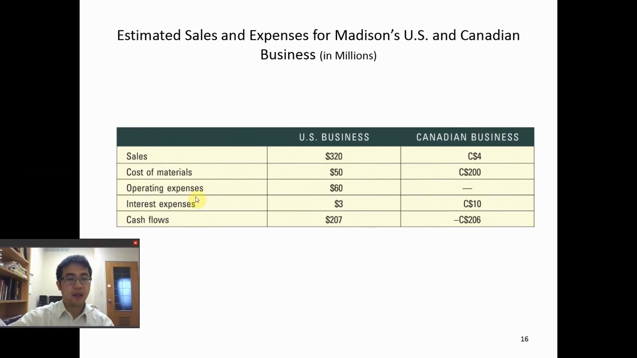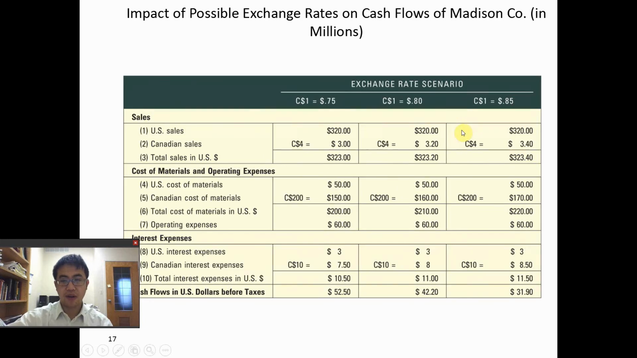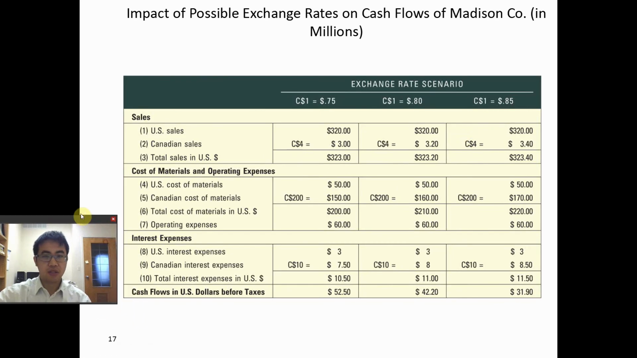Okay, so here we work on this company, and this company is a U.S. company that has business in two countries and has cash flows denominated in both U.S. dollar and Canadian dollar. So here is a table that tells you the income statement, and you can see the cash flows at the end is 207 U.S. dollars and negative 206 Canadian dollars. And of course, the Canadian dollar could vary at different rates.